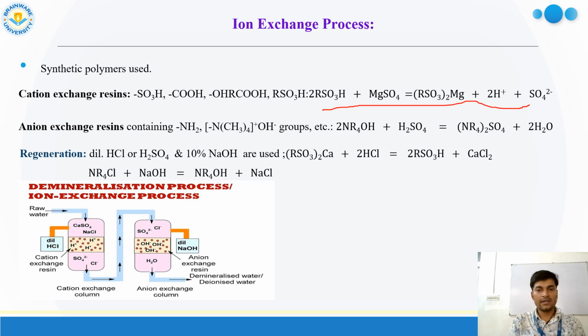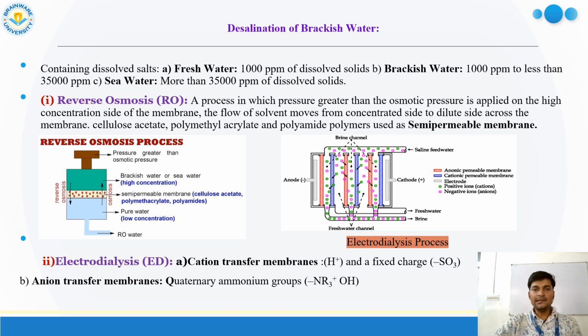And this is another one of the important techniques we can use: desalination of brackish water. Desalination of brackish water is normally done with ocean water, or any water body that contains a very high amount of dissolved solids. Normal fresh water contains up to 1000 ppm of solids, but brackish water or sea water contains more than 1000 ppm.